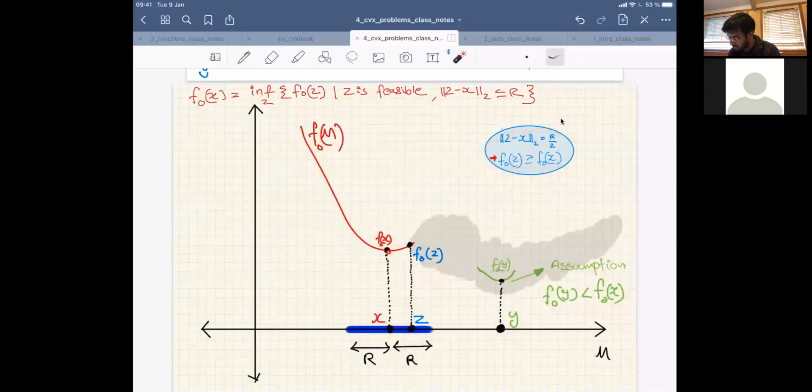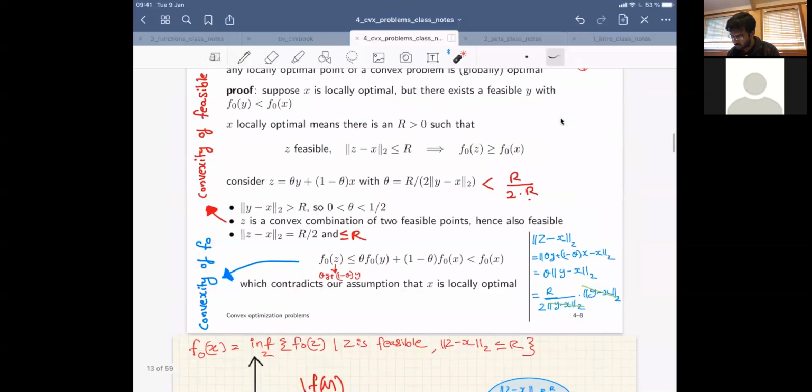So that is one point. But from the definition of convexity, this point should lie below f0x, because f0x is higher and we assume that a lower value of f0y exists. So then the function should be like this, and then this point has to be less than or equal to f0x, which violates this condition. That's the essence of the proof.